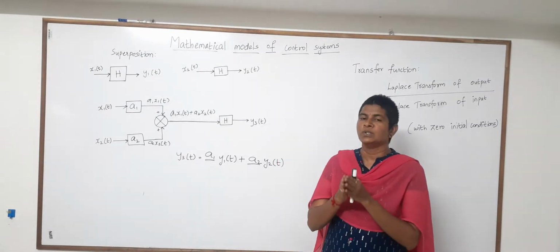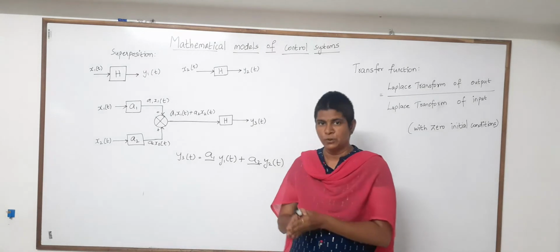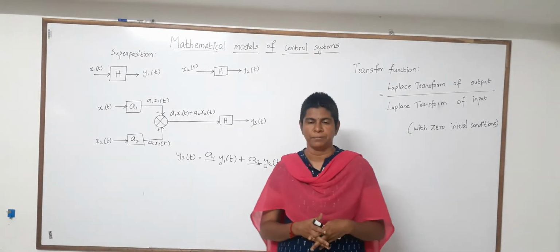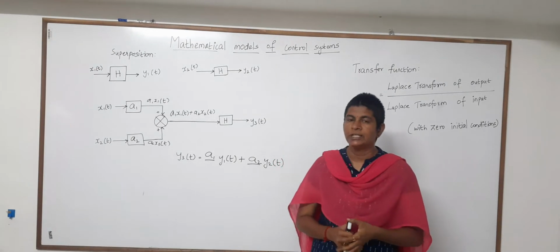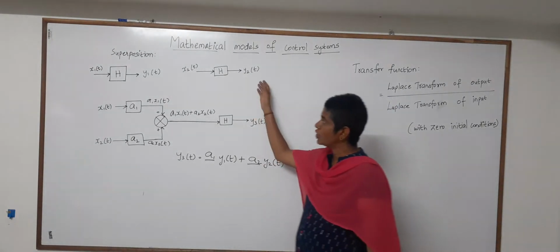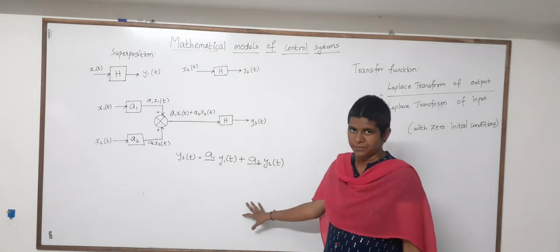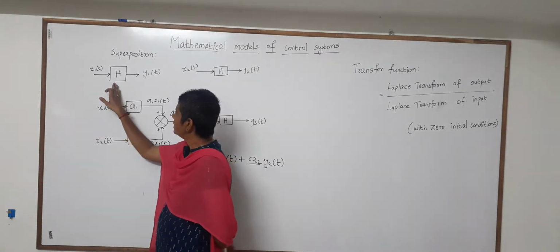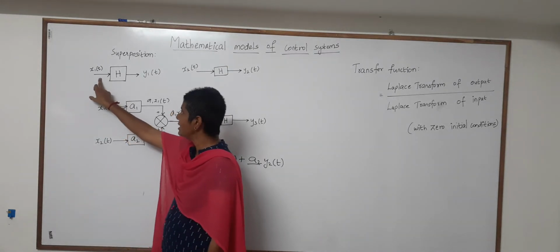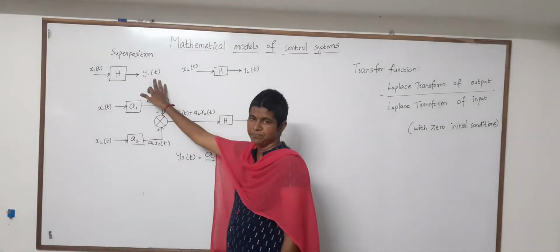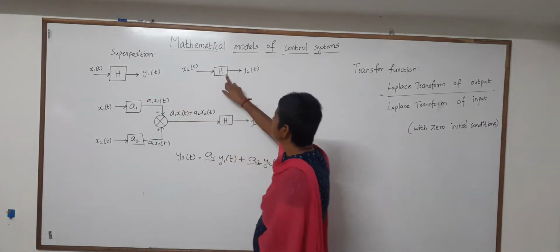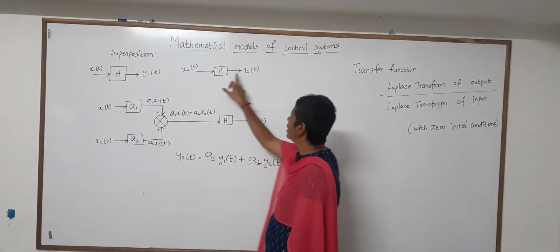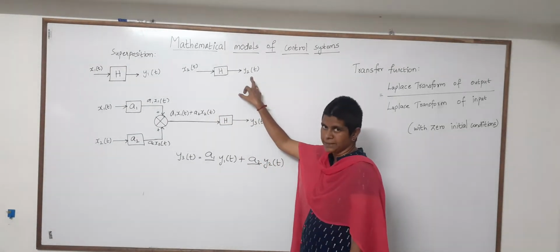So, in order to solve a mathematical system by this procedure, this system should obey the principle of superposition. What is meant by superposition? In order to explain that, I have drawn some block diagrams here. We are considering a linear system H, the input value is x1 of t and the output is y1 of t. Similarly, consider the same system H, and here we are giving the input x2 of t and the output is y2 of t.